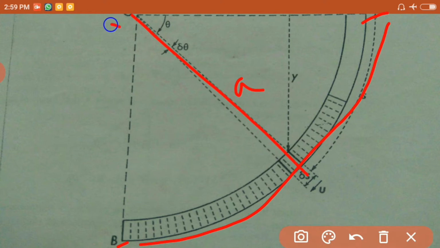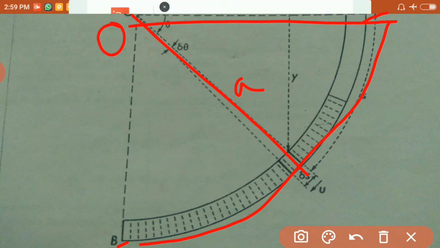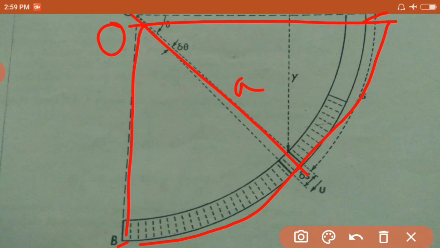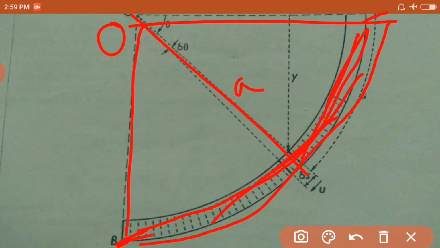And center is the O. This OA being horizontal and this OB vertical with B below. This B is below from O here. The tube is full of liquid of density rho.